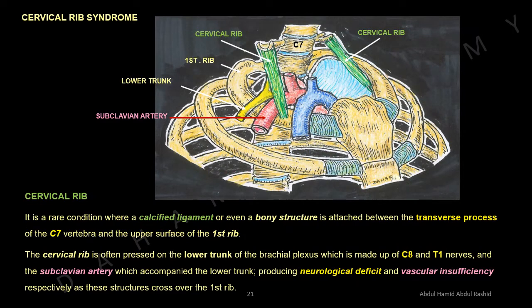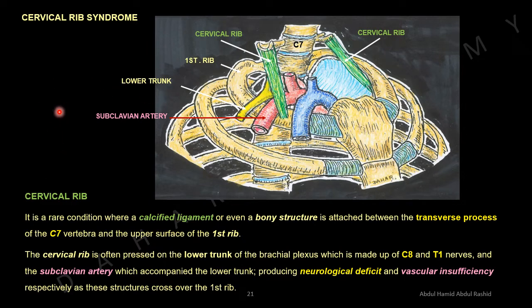Cervical rib syndrome. Look at the diagram here. This is the upper opening of the thoracic cage. This is the C7 vertebra, cervical 7 vertebra. This is the transverse process of the 7th cervical vertebra. This is the first rib. The upper surface of the first rib is crossed by the subclavian vein, subclavian artery, and the lower trunk.